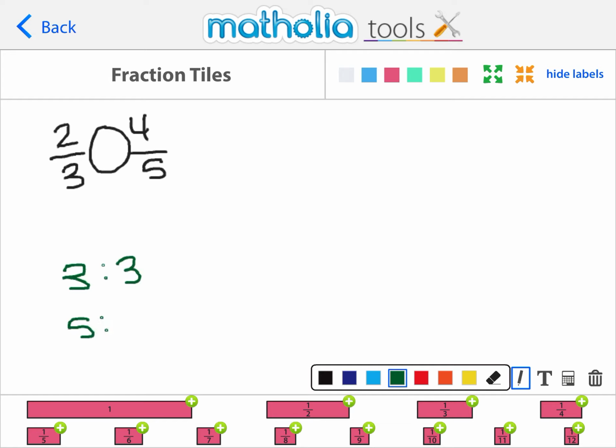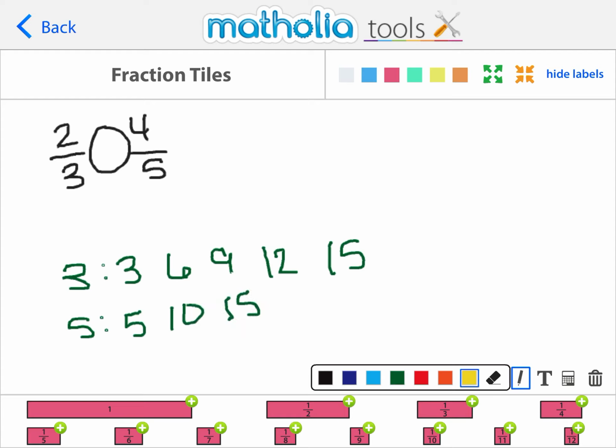So we have 3, 6, 9, 12, 15, 5, 10, and 15. Our first match is 15. So the goal here is to take both of the original fractions and turn each of them into a fraction that has 15 as the denominator. So let's go ahead and do that.